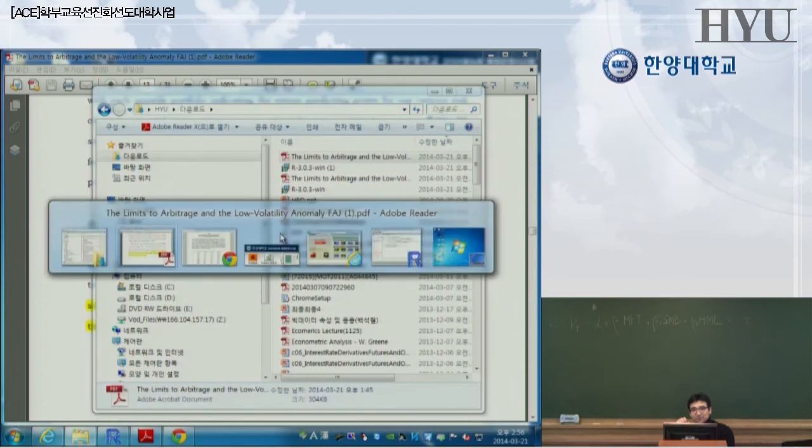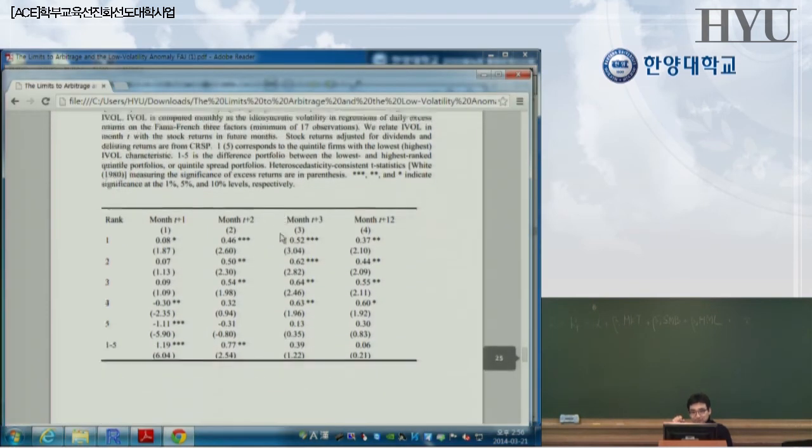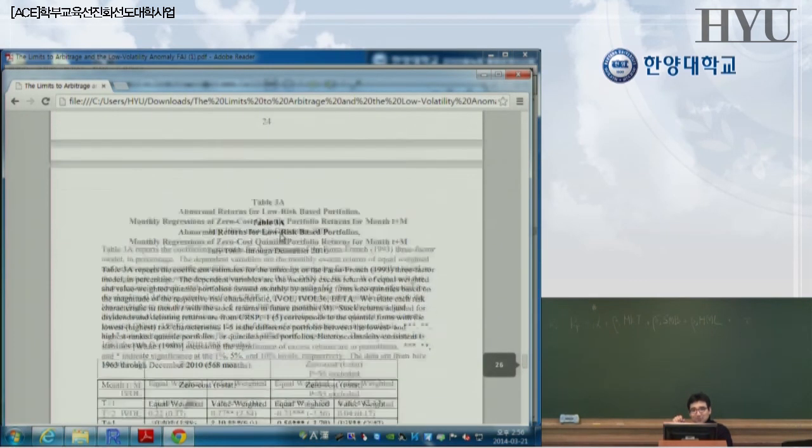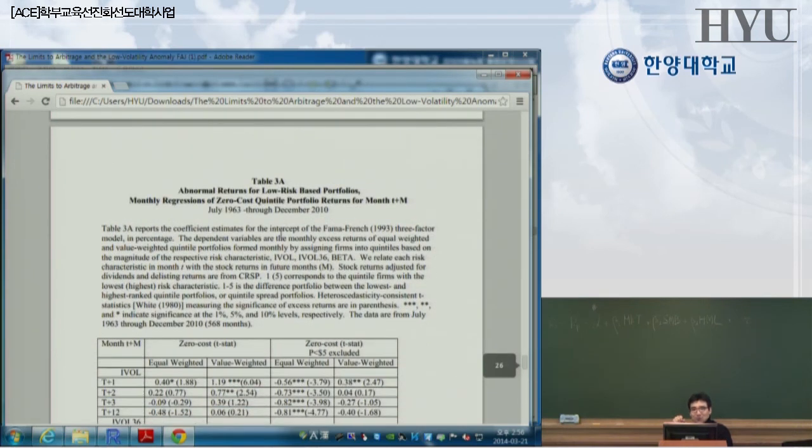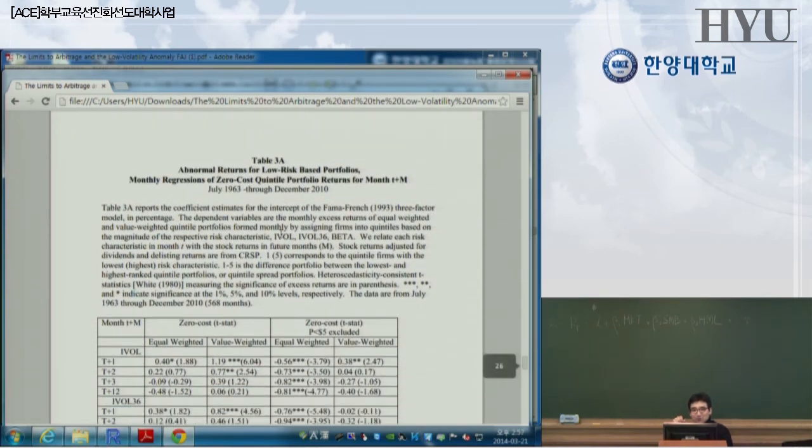Table 3. Abnormal returns for low risk-based portfolio. Okay. Again, table 3A is similar. Table 3A reports the coefficient estimate for the intercept. Again, the same intercept of the Fama-French 3-factor model in percentage terms. The dependent variable is the same. The monthly excess return of the equally weighted and value-weighted quintile portfolio formed monthly by assigning funds into quintiles based on the magnitude of the respective risk characteristic.